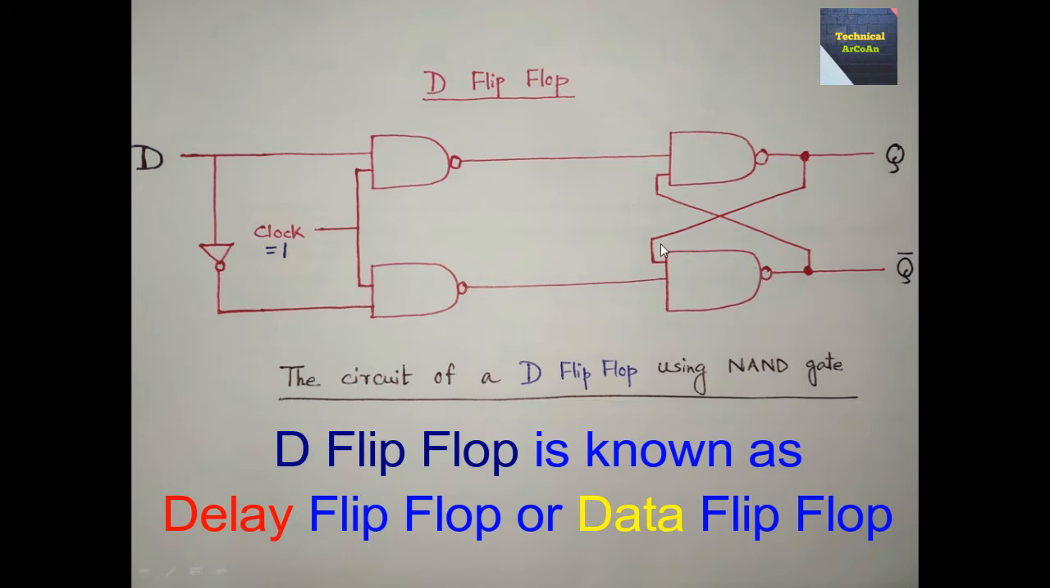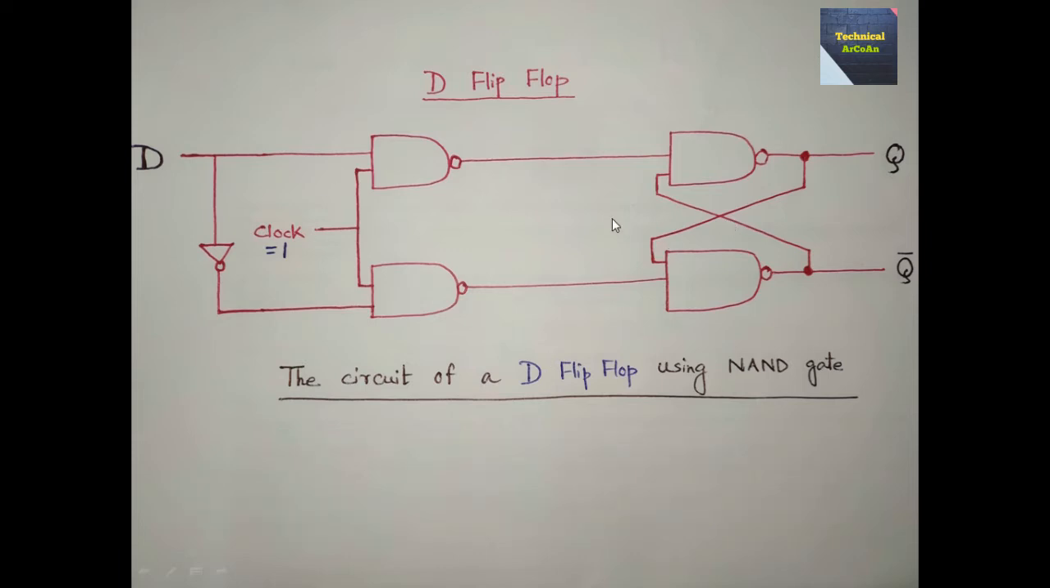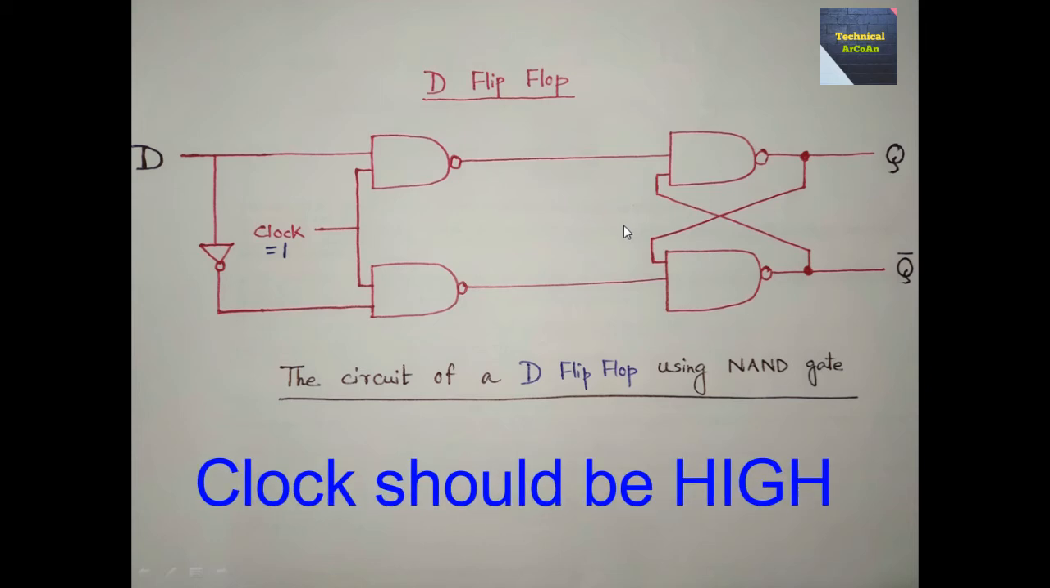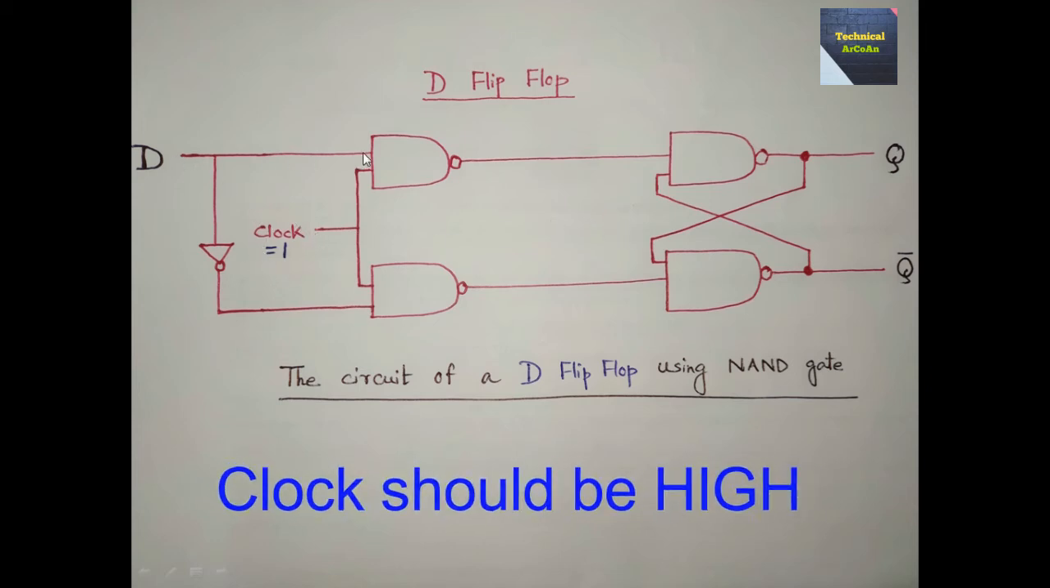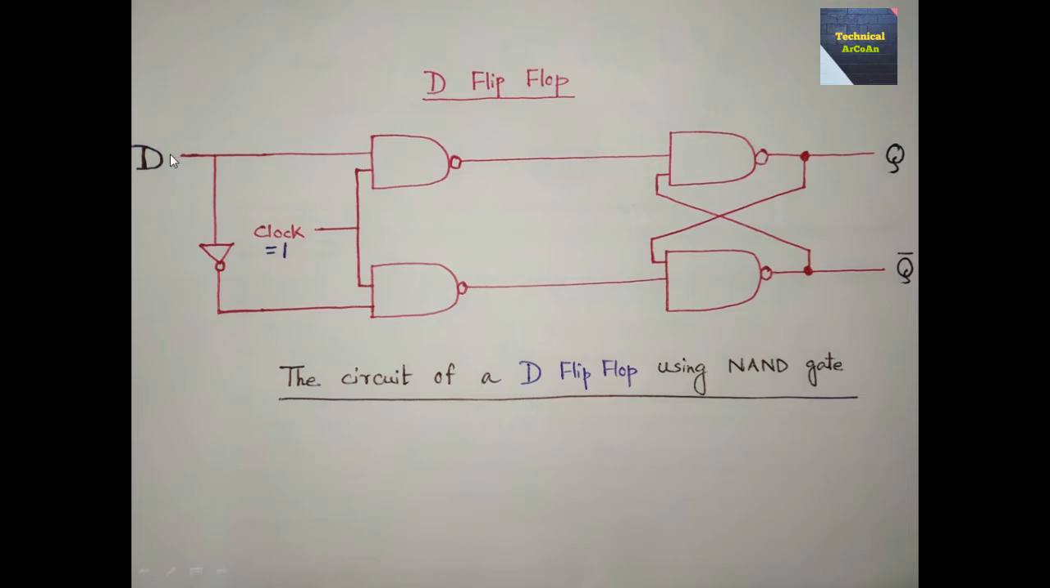A D flip-flop is constructed by modifying an SR flip-flop like that. The S input is given with D input and R input is given with inverted D input. The clock has to be high for inputs to get active, means clock value should be 1. That means S value is D, but the R value is just the complement, means we are using an inverter.